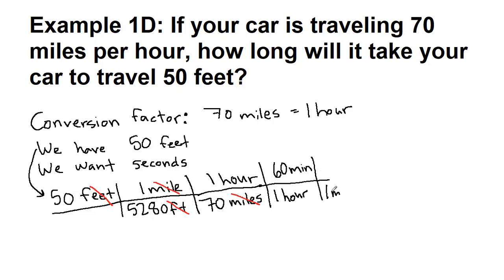And 1 minute is equivalent to 60 seconds. So now we can cross out hours because it shows up on the top and the bottom, and minutes because it shows up on the top and the bottom. And we decided that we wanted to end with seconds, and so now, because we've looked back at the map that we made for ourselves, we know that we're finished.